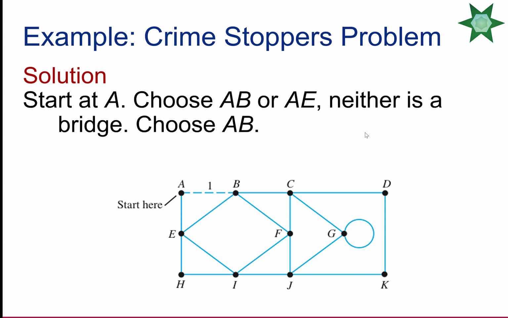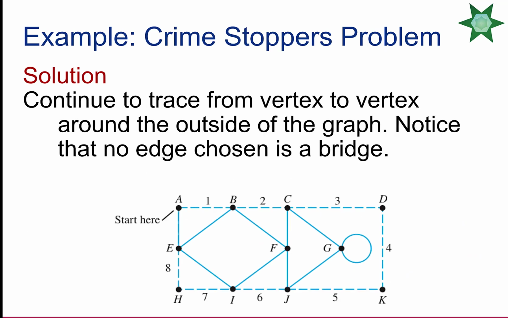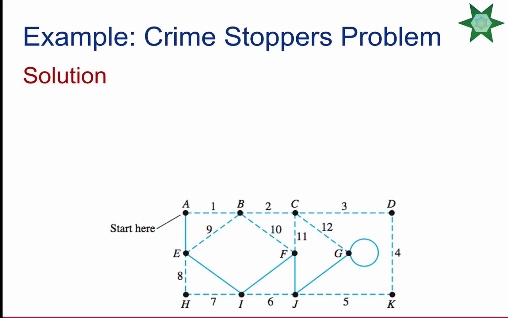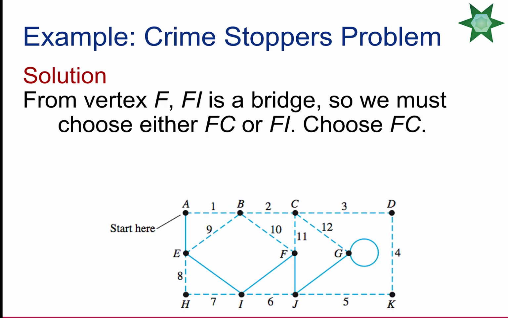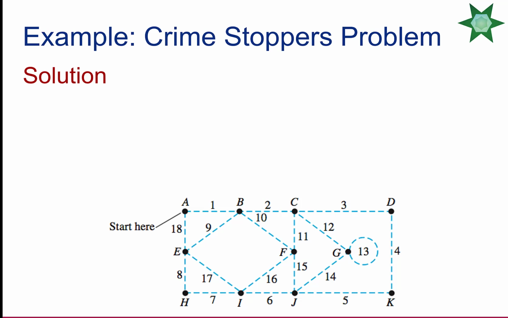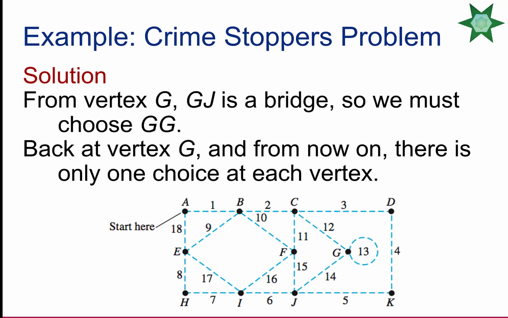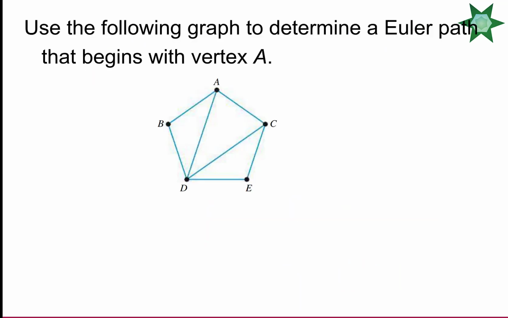So we're going to walk along from A to B, and then we'll go all the way around the exterior of the neighborhood, and we'll come back to vertex E. And then from there, we can go to B to F, and there we have a choice. We'll probably just go up to C to G, and then finally down through J to F to I to E, and then back up to A. And so there is our Euler circuit.